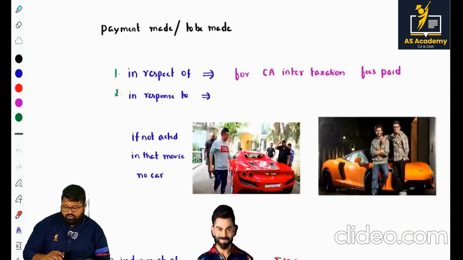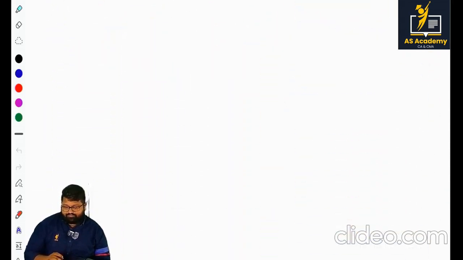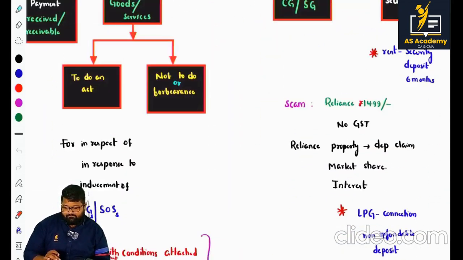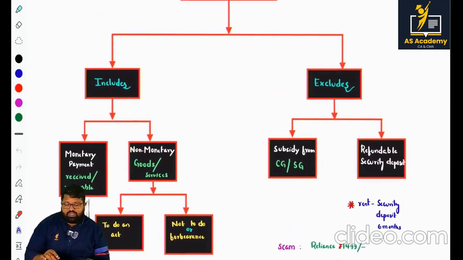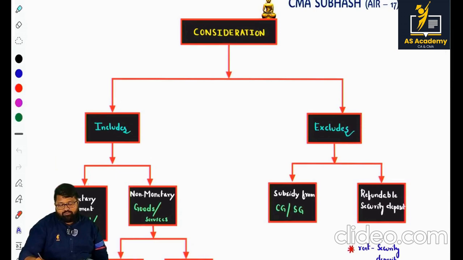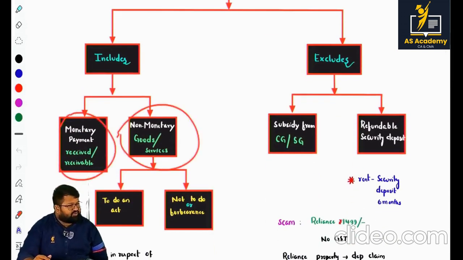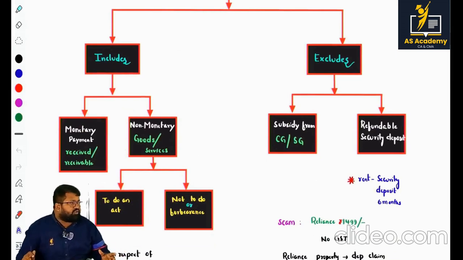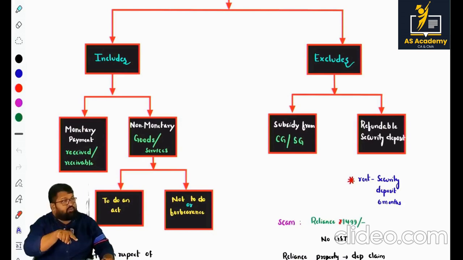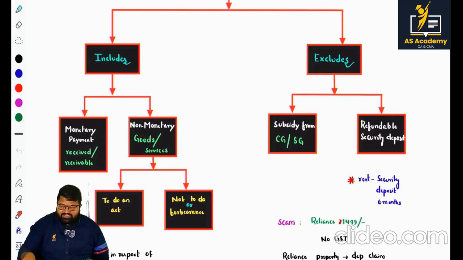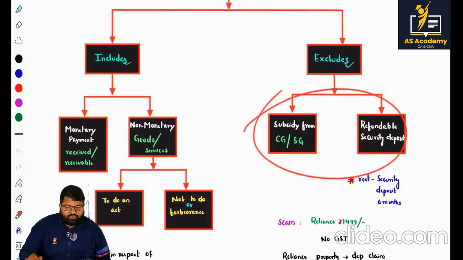Okay, let us go with the summary chart. This is the summary chart. So consideration includes what? Basically, monetary and non-monetary. Whether you are receiving goods or not, that is not important. But in the case of the Sale of Goods Act, it is monetary plus any combination. But here, no issues at all. And what are excluded? Two items are excluded. What are those two items?